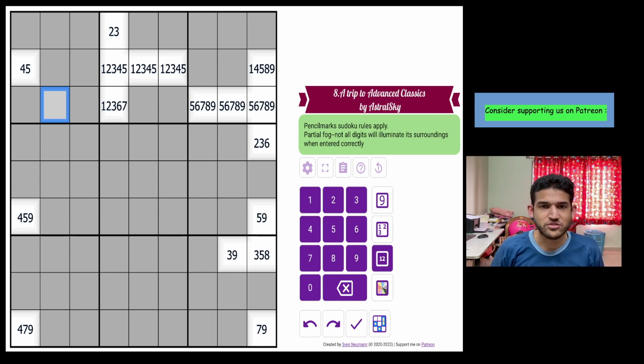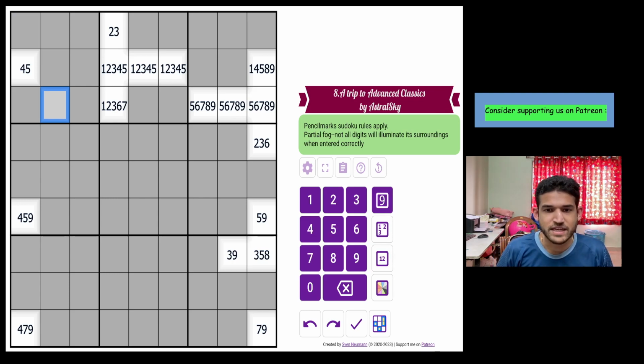And I already solved the Sudoku. It is an excellent one. So you can learn many techniques by watching this video. So hope you find this video enjoyable. So I'll start the Sudoku now.